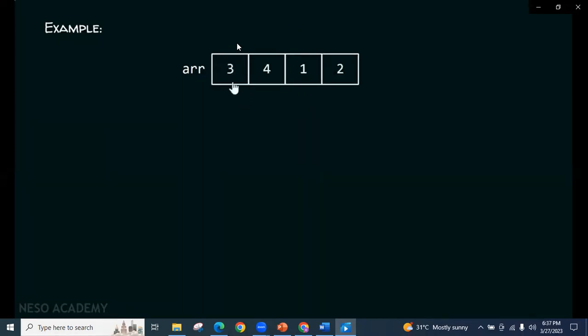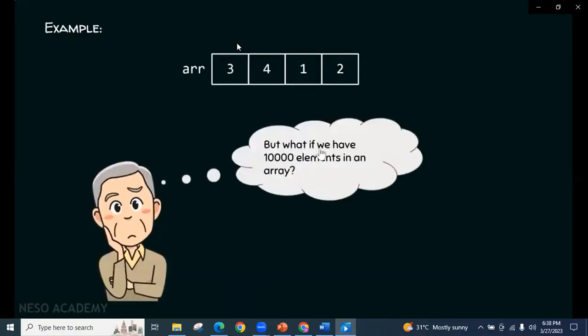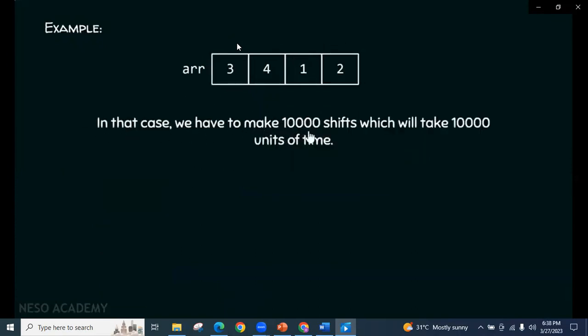There is no problem in adding this element, right? But what if we have 10,000 elements in an array? Isn't that going to be very tedious? Because shifting is costly, right? Adding the element to the beginning of the list is not costly. Shifting is costly. In that case, we have to make 10,000 shifts, which will take 10,000 units of time, because we have assumed that one shift will take 1 unit of time.